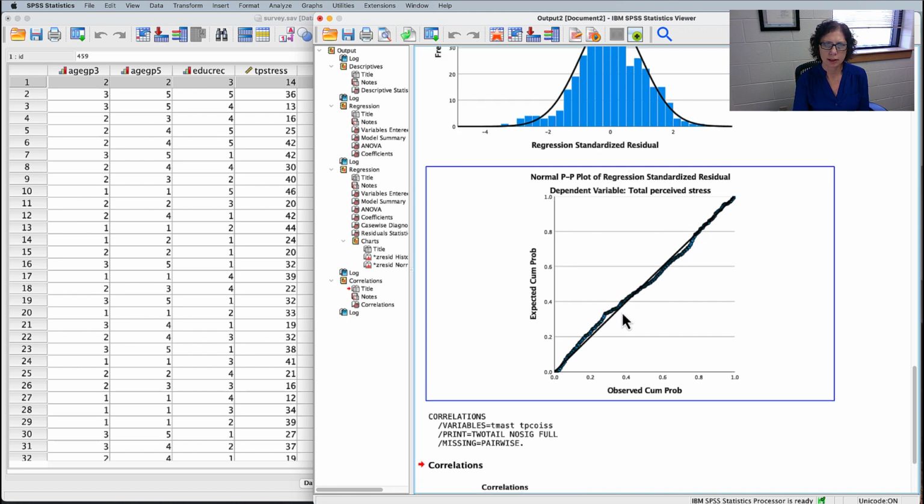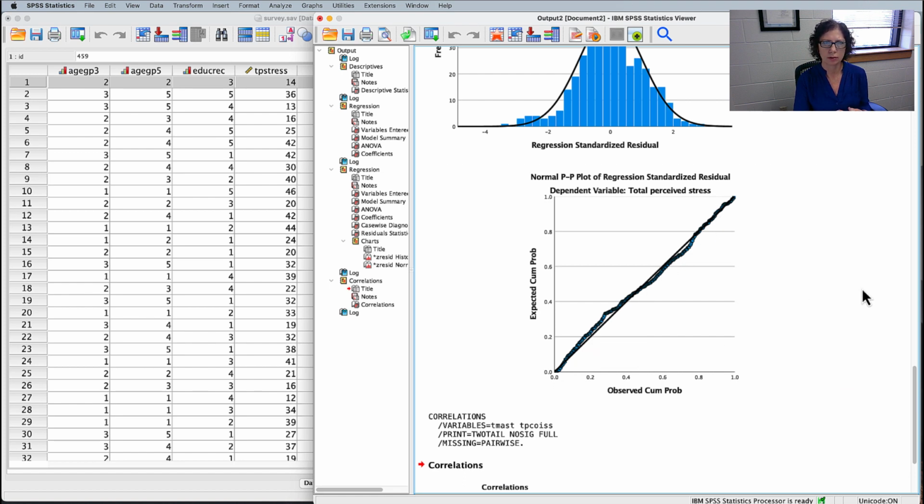And again, that diagonal line is what we would have expected the values to come in at, and the dots are the actual values. So how well our dots line up on the line is an indication of normal distribution of the residuals. Let's go on to linearity.